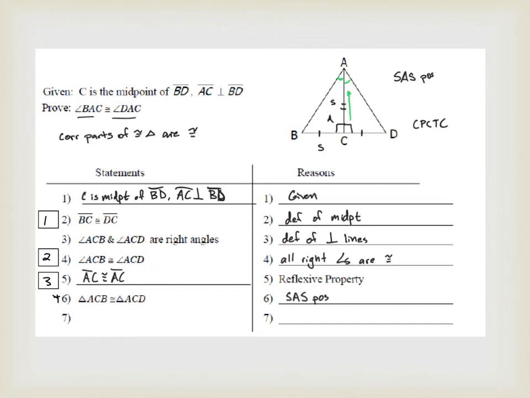Which means we can finish this off by saying that angle BAC is congruent to angle DAC because of corresponding parts of congruent triangles are congruent.